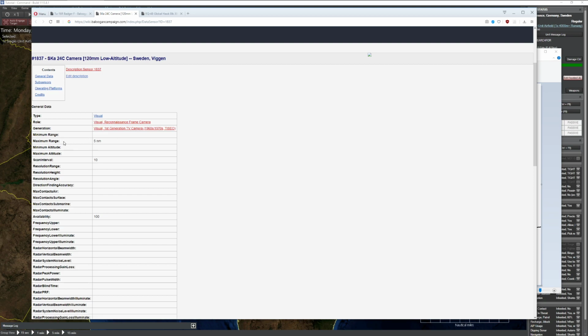All right, so scrolling down, we have a maximum range. Again, this includes vertical and horizontal range. If the slant is greater than 5, you can't see anything with this camera. I can't emphasize this enough because this will irritate you to no extent.